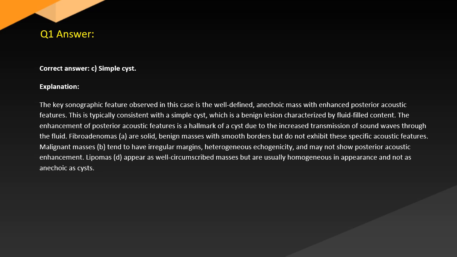This is typically consistent with a simple cyst, which is a benign lesion characterized by fluid-filled content. The enhancement of posterior acoustic features is a hallmark of a cyst due to the increased transmission of sound waves through the fluid. Fibroadenomas are solid masses with smooth borders but do not exhibit these specific acoustic features. Malignant masses (B) tend to have irregular margins, heterogeneous echogenicity, and may not show posterior acoustic enhancement. Lipomas (D) appear as well-circumscribed masses but are usually homogeneous in appearance and not as anechoic as cysts.